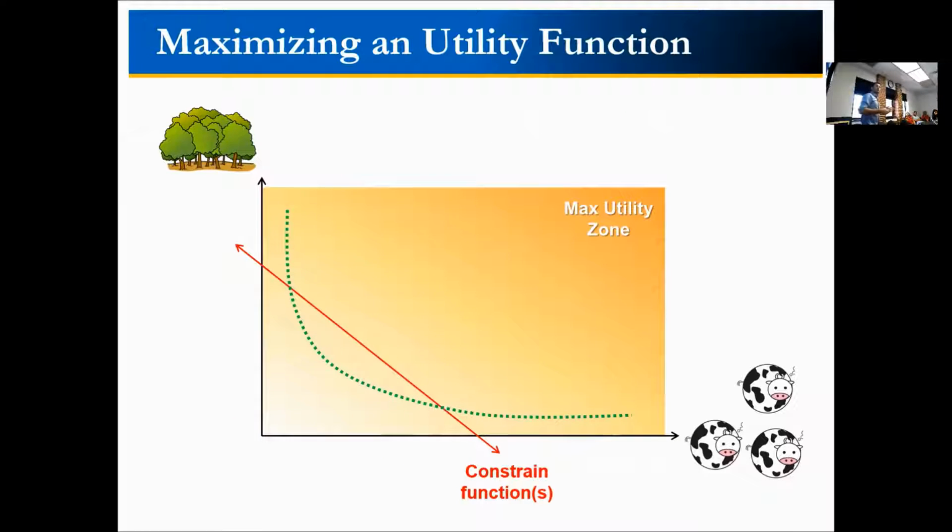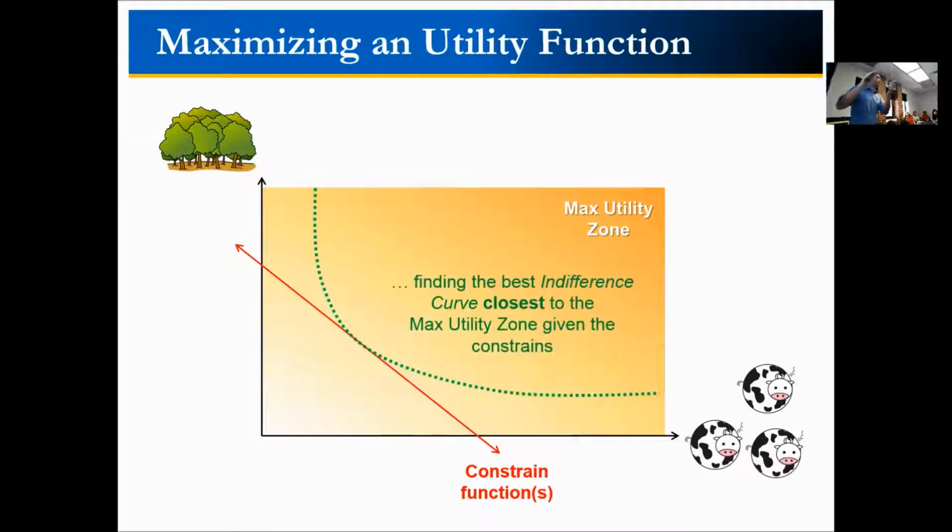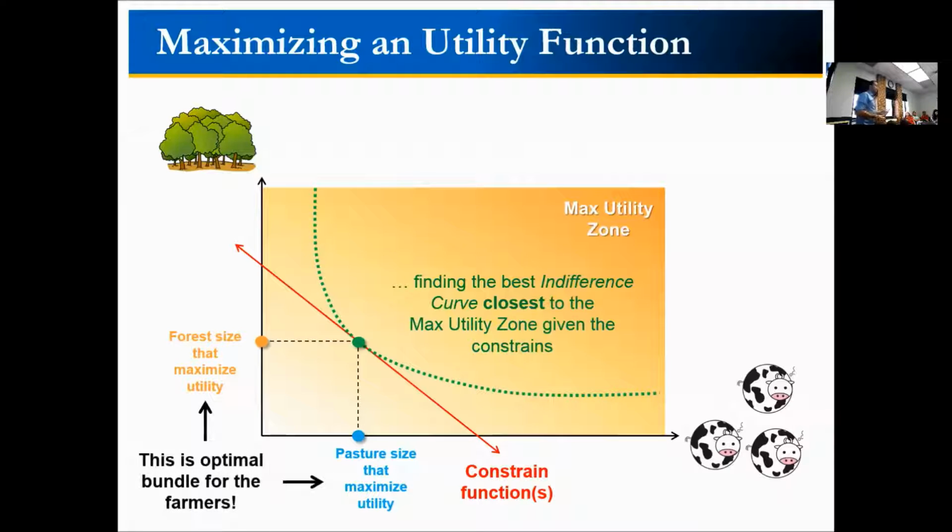But the key is, you want to maximize that. And that's what the maximization process is all about. So it's finding the best indifference curve closest to this max utility zone. Sorry, this really is more like a lecture than anything else. But then, using some calculation, you can actually find the optimal bundle between forest and pasture in your farm. And a lot of what economists do is something like this.